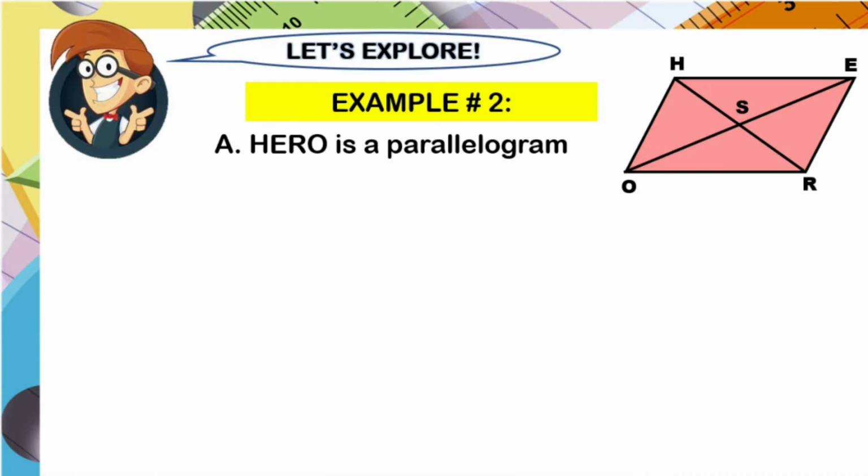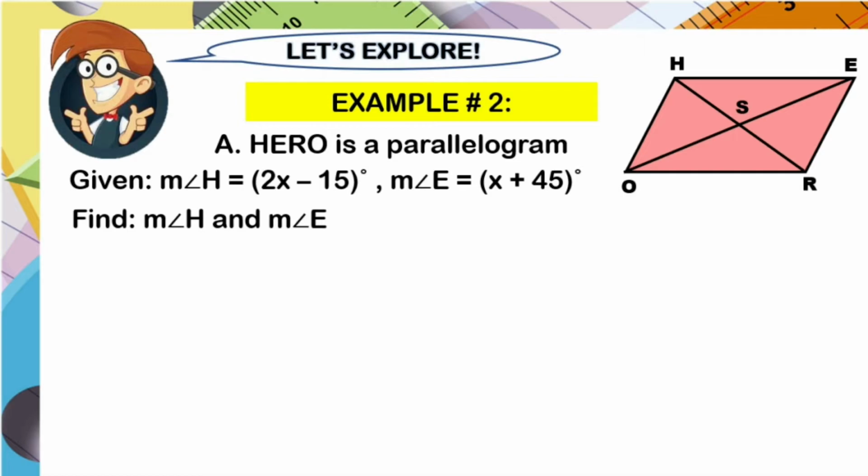Using the same figure, parallelogram HERO, if the measure of angle H is equal to 2x minus 15 degrees, and the measure of angle E is equal to x plus 45 degrees, find the measure of angle H and angle E. To solve for the measure of angle H and angle E, we must remember that angle H and angle E are consecutive angles, and in a parallelogram, consecutive angles are supplementary. Based on the given statement, measure of angle H plus measure of angle E equals 180 degrees.